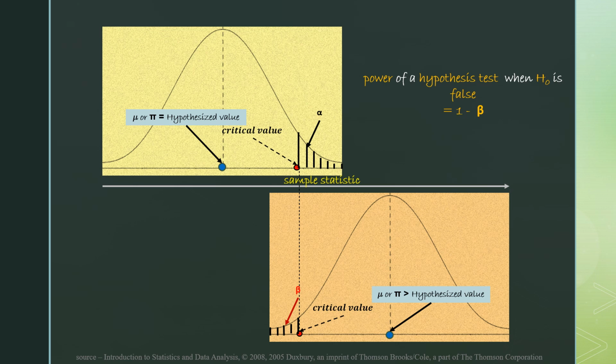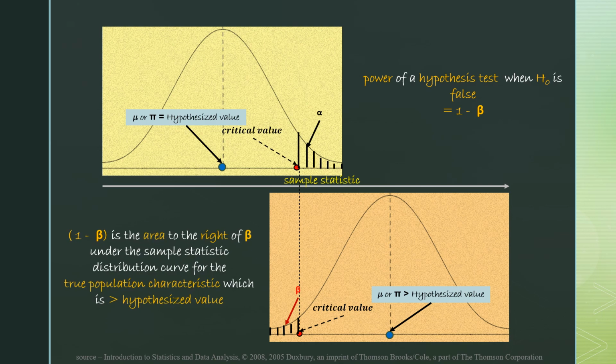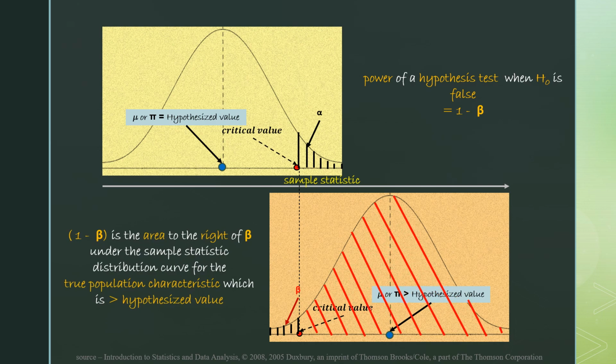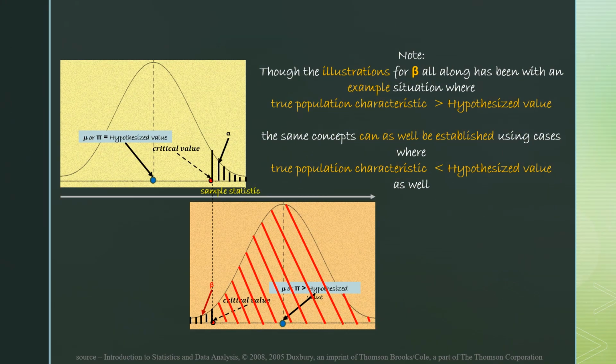Power of a hypothesis test when H0 is false equals 1 minus beta. 1 minus beta is the area to the right of beta under the sample statistic distribution curve for the true population characteristic, which is greater than hypothesized value. Note, though the illustrations for beta all along have been with an example situation wherein the true population characteristic is greater than hypothesized value, the same concepts can as well be established using cases where the true population characteristic is less than the hypothesized value.